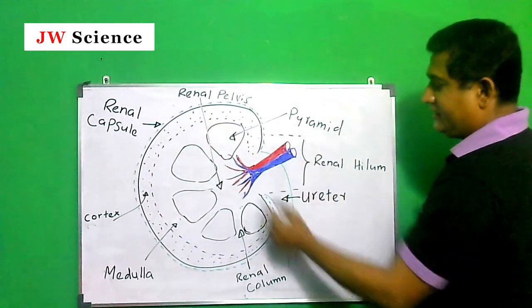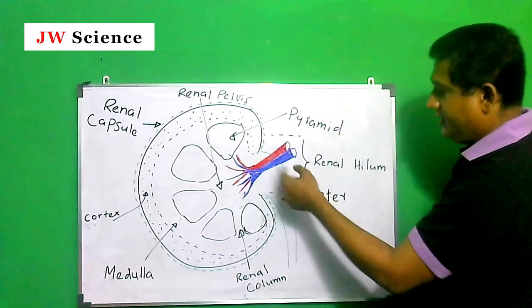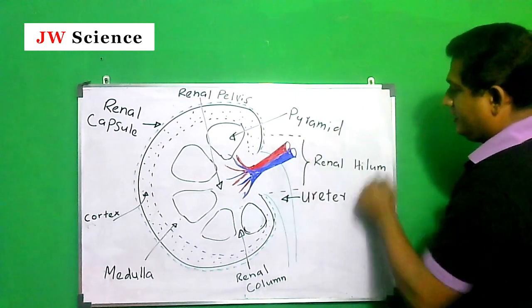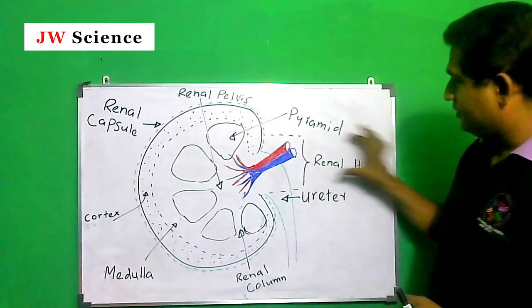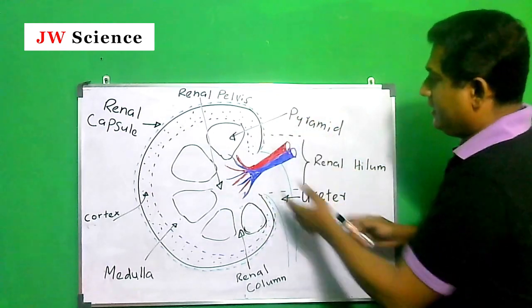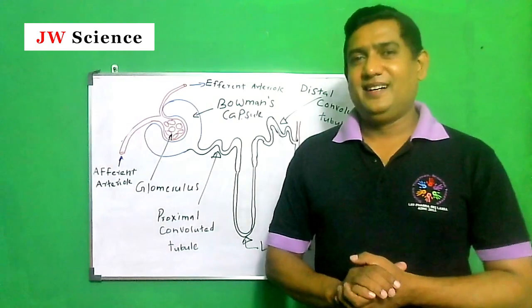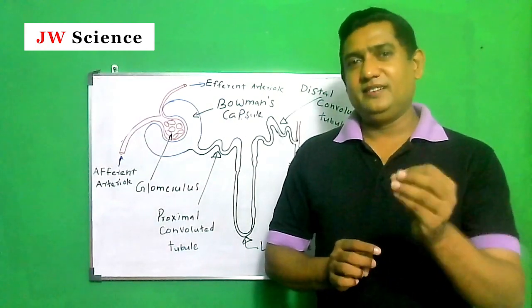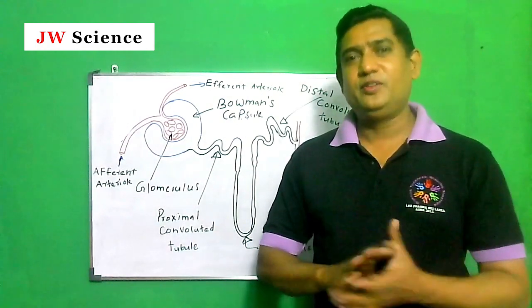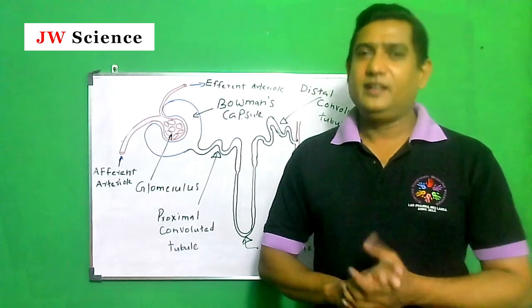The blood vessels and ureter are connected to the kidney from the renal hilum. This is the concave area of the kidney where the blood vessels and the ureter are connected. Now you know the nephron is the structural and functional unit of the human kidney. Each kidney has approximately 1 million nephrons.